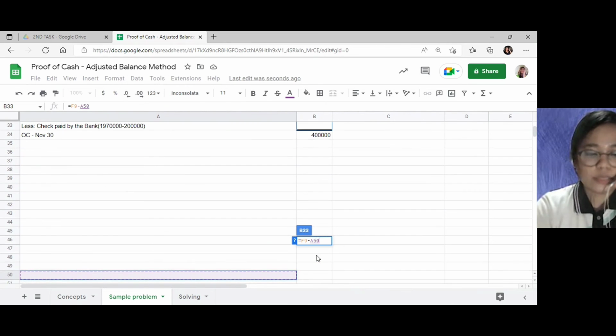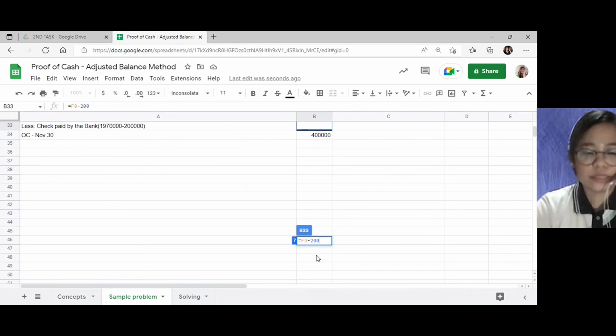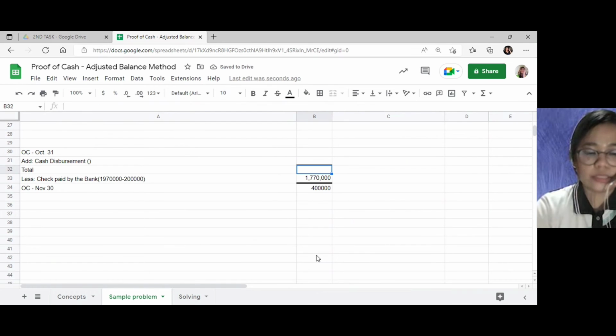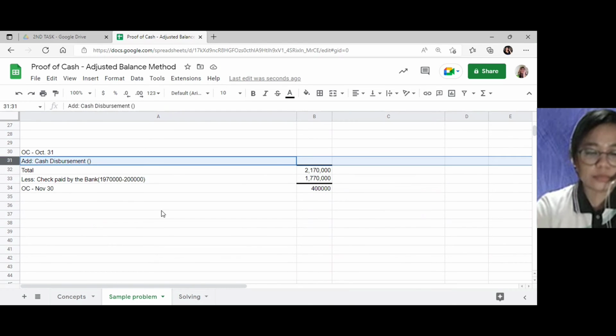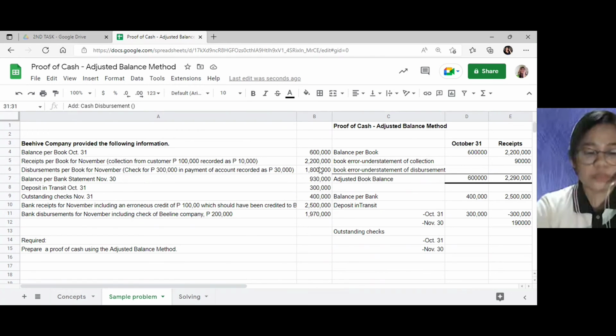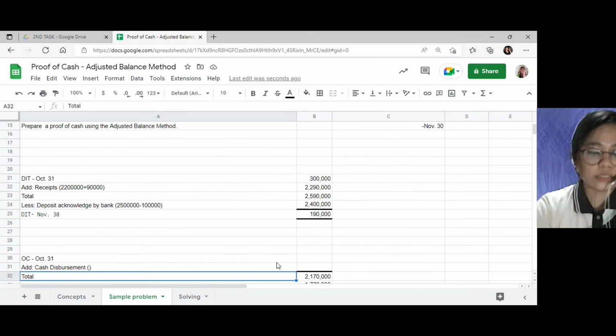So, let's deduct 200,000. So, ito yung ating checks na na-acknowledge by the bank. So, ito yung mga cheque na galing sa entity as check assurance. But this is only the amount acknowledged by the bank. So, this is the only amount received or dispersed by the bank. So, what do we do? Pwede natin siyang i-work back, kung mag-work back tayo from the bottom until the top.